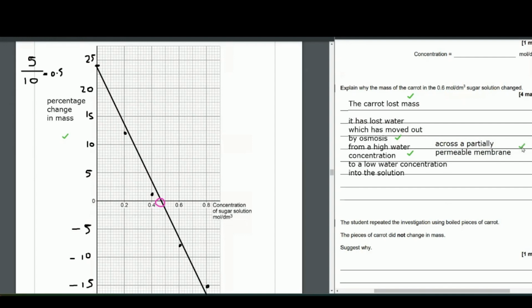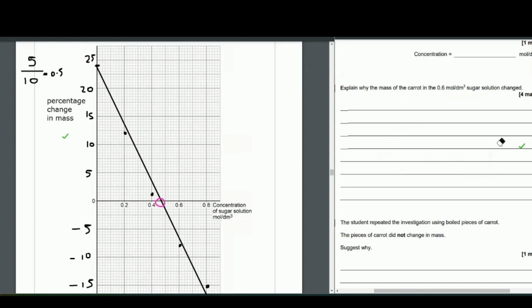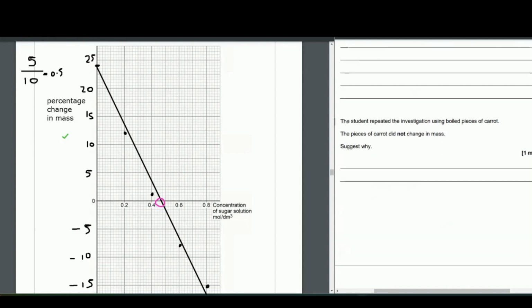So really, you just need to know your definition of osmosis. Osmosis is when water moves from a high concentration to a low concentration across a partially permeable membrane, and that was 3 of the marks. The carrot lost mass because water moved out across a partially permeable membrane by osmosis from a high to low. Bosh. Right, what is the next question? Let's go. I'm still keeping the graph up there in case I need it. I haven't really checked through this paper before doing it.